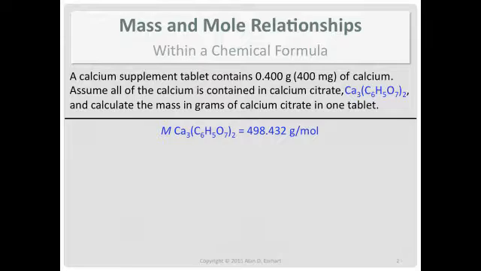Italicized M means molar mass, and that's done the normal way. You count up all the elements you have in there, and then you take the molar mass for each one, add them all up. What else do we need?